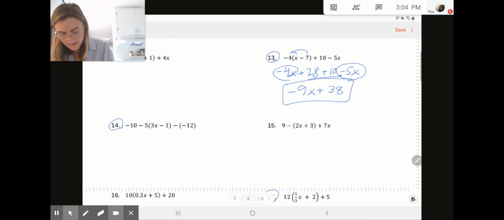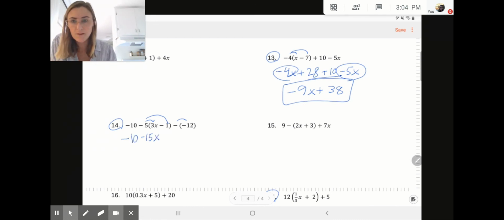So in this case, we're not just distributing the 5, we're distributing the negative 5. We're also going to distribute this negative to the negative 12. So let's start here. Negative 5 times 3x will give me negative 15x. I'm going to keep that negative 10 the same. Negative 5 times negative 1 will get me positive 1. Now negative times negative 12 will get me just the plus 12.